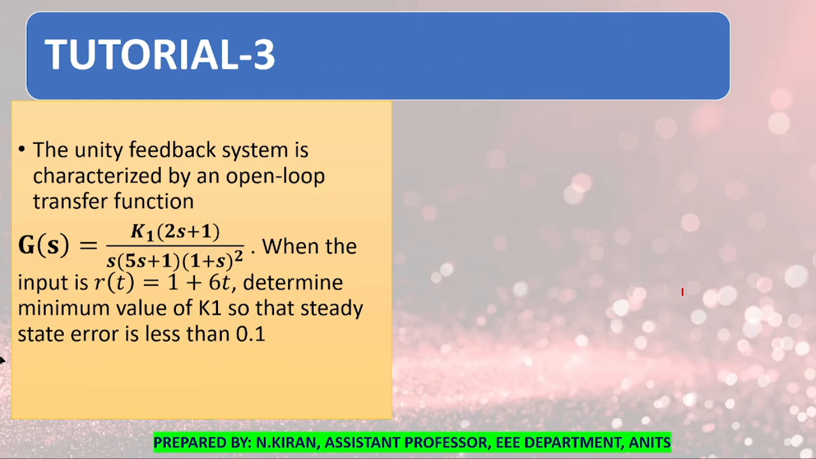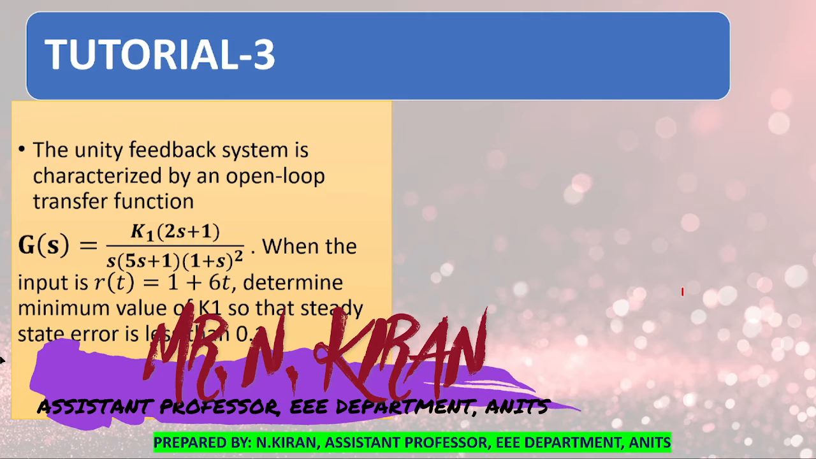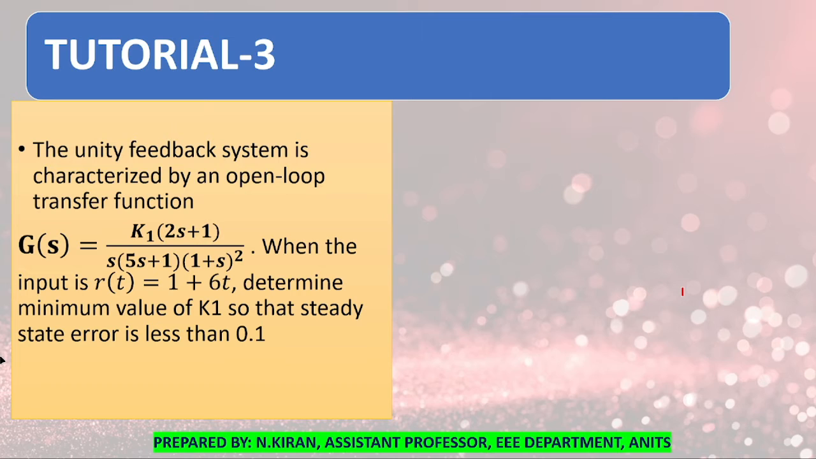Third problem: a unity feedback system is characterized by open loop transfer function g of s equal to k1 into 2s plus 1 divided by s into 5s plus 1 into s plus 1 whole square. When the input is r of t equal to 1 plus 6t, determine the minimum value of k1 so that the steady state error is less than 0.1.